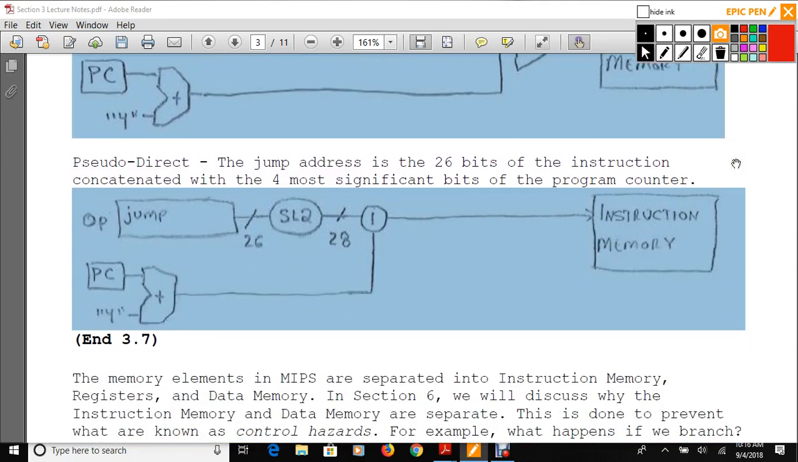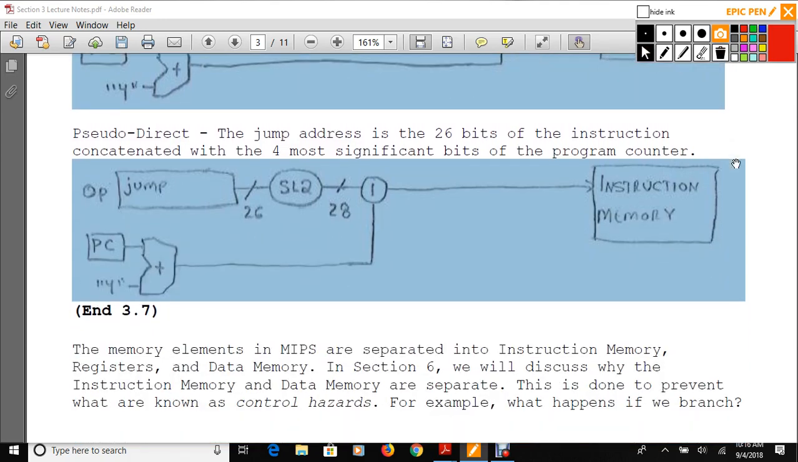And last but certainly not least is pseudo direct. Pseudo direct is what we're using for jumping. Jumping would be, I'm at the end of a function, I need to get back to the next instruction, or there's all kinds of different things that you can use. If you're doing while loops, for example, I need to jump to the first instruction in the loop to see if I've met the condition. And then if I don't, I would branch past. Does that make sense? So pseudo direct is how I would do any kind of jump.